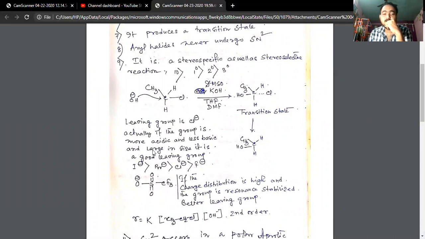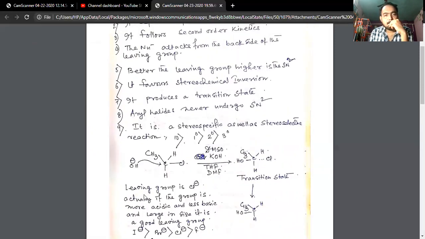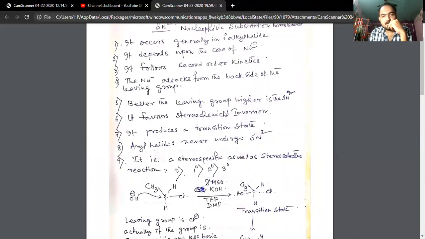If the group is large in size, the SN2 reaction is also favored. And moreover, if the leaving group has equal charge distribution or is resonance stabilized, the reaction becomes fast. You can see here the minus charge on the oxygen atom is easily distributed with the other oxygen atom and the CF3 group, because it is resonance stabilized. Triflate is a very good leaving group. It is also known as trifluoromethyl sulfonate, or triflate.